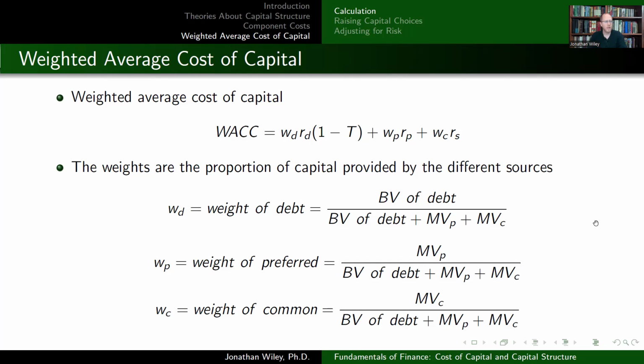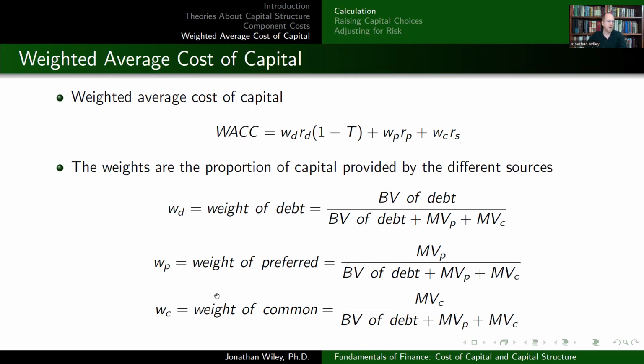Now, for the weight of preferred, I take the market value of the preferred divided by book value of debt plus market value of preferred plus market value of common. So notice across all three of these calculations, I'm using that same denominator. I'm just switching what I have in the numerator. So for the weight of common, I use the market value of common divided by book value of debt plus market value of preferred plus market value of common.